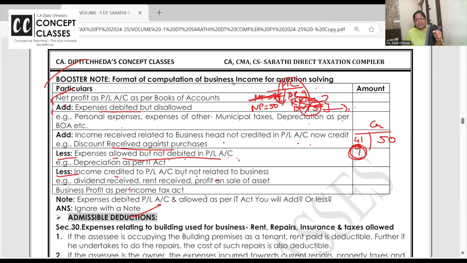Dividend received, rent received, profit on sale of asset you have credited, but it's a short-term capital gain, which will go elsewhere. There might be some exempt income also. So just less it. Most important is this add and this less. Take your time. I'll explain in one more way so that when I go to check up the problems, it should be clear. This book also has good quality questions, one concept, one problem, and then past exam questions also.